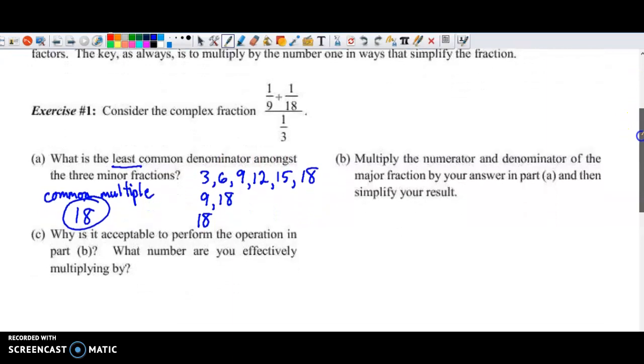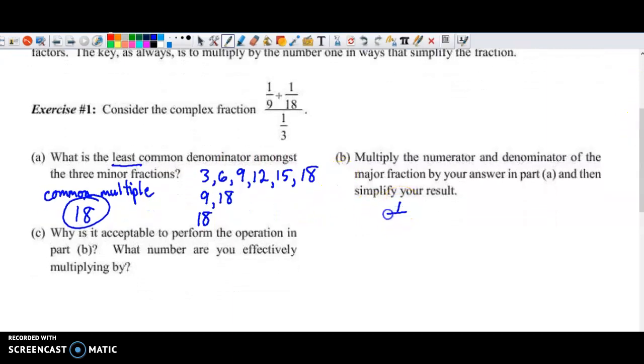So what they want you to do is look at that 1/9. And what you have to do to get it to a denominator of 18, well, you have to multiply top and bottom by 2. And then, I guess, same thing on bottom. If you have 1/3 and you want to get to the denominator of 18, multiply top and bottom by 6. 3 times 6 is 18, so 1 times 6 is 6.